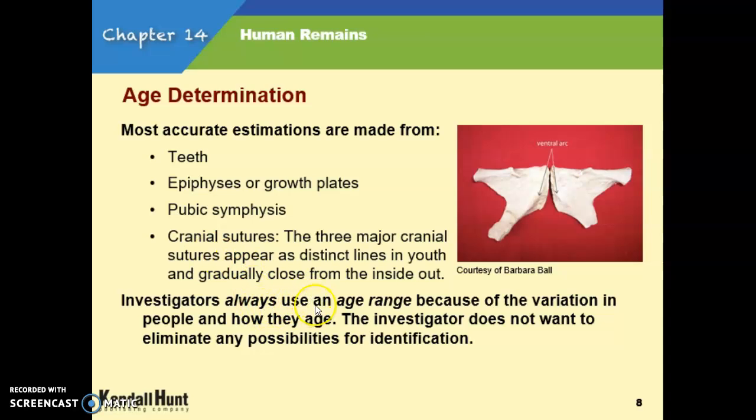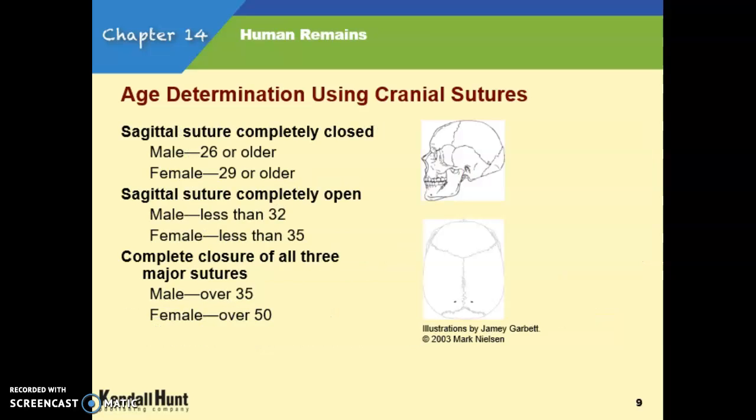So investigators always use a range because of the variation in people and how they age. Not everyone ages as well as other people. And an investigator does not want to eliminate any possibilities for identification. So, age determination using these cranial sutures.